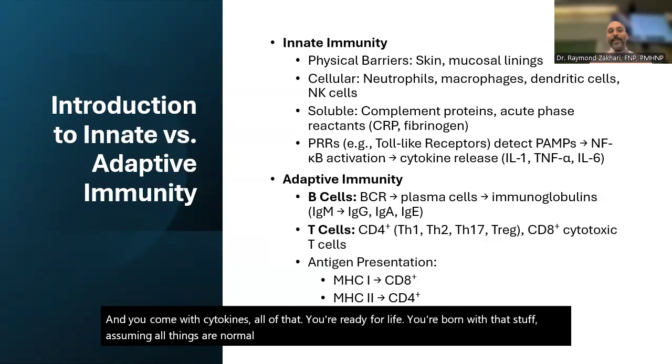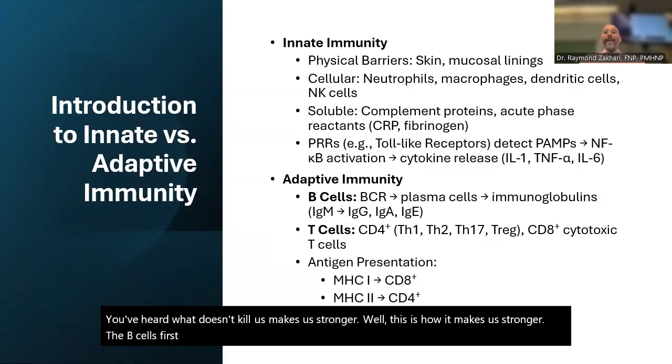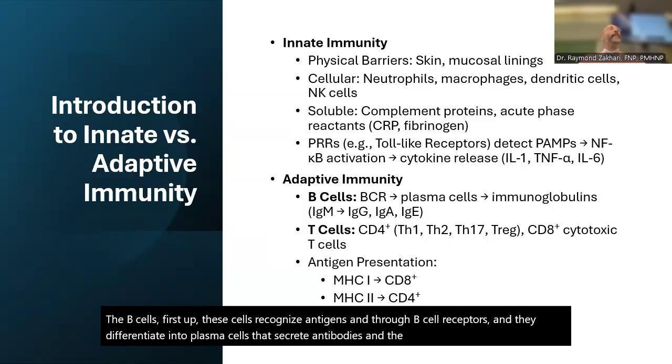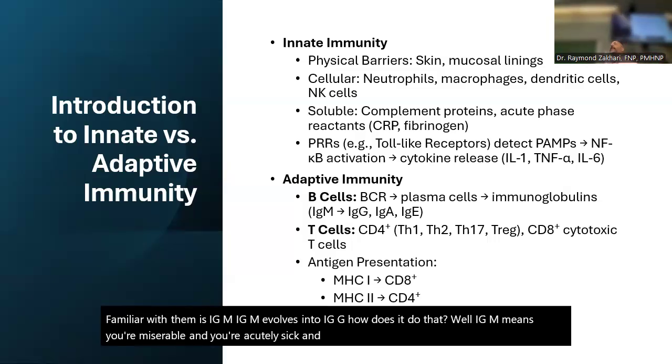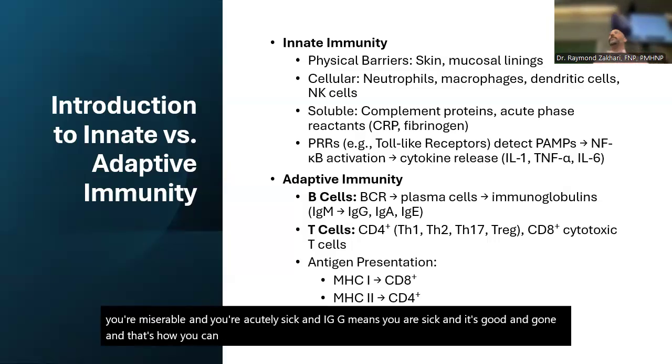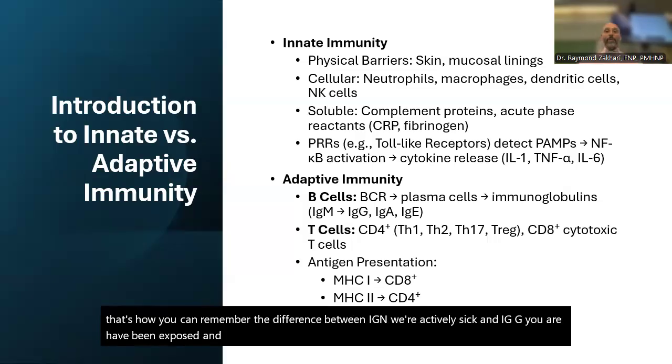Okay? Adaptive immunity, this is what happens to you over time. You've heard what doesn't kill us makes us stronger. Well, this is how it makes us stronger. The B cells, first up, these cells recognize antigens through B cell receptors, and they differentiate into plasma cells that secrete antibodies. The first major antibody we're going to talk about, and you need to be familiar with them, is IgM. IgM evolves into IgG. How does it do that? Well, IgM means you're miserable and you're acutely sick, and IgG means you were sick and it's good and gone. And that's how you can remember the difference between IgM, we're actively sick, and IgG, have been exposed and you're better and now you're stronger for it.